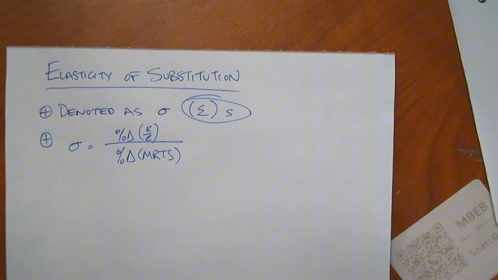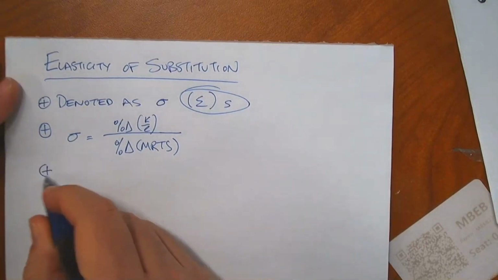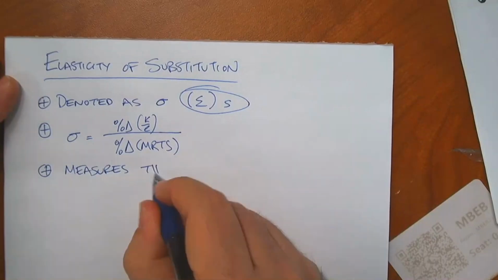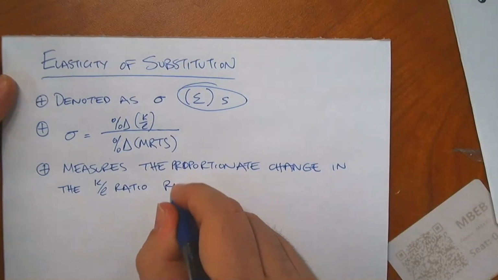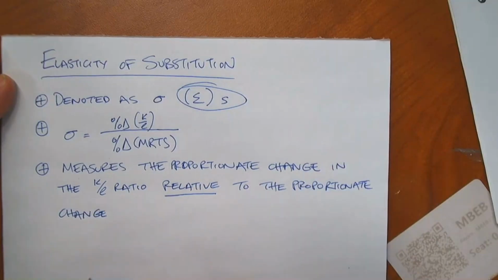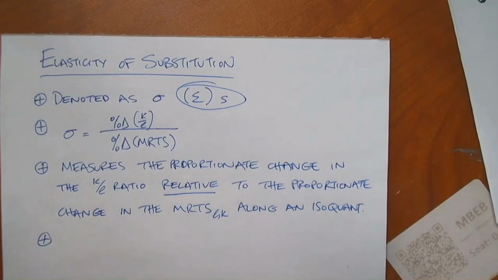And that's going to be effectively a measure of how easy it is to substitute one input for another input. That's something that in econometrics people go and try to estimate directly, right? So I'm going to write it in the form of a sentence too. It measures the proportionate change in the capital to labor ratio relative to the proportionate change in the MRTS, labor for capital, along an isoquant. Some points here, sort of conceptually.